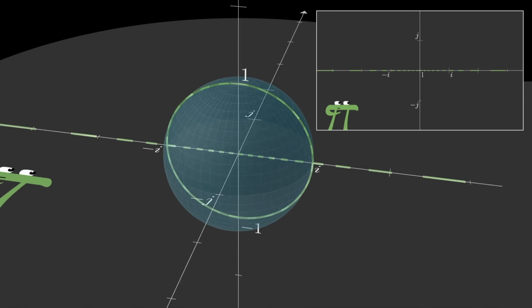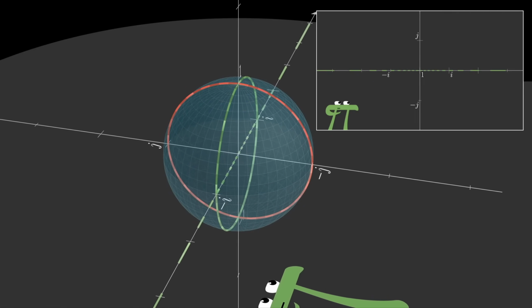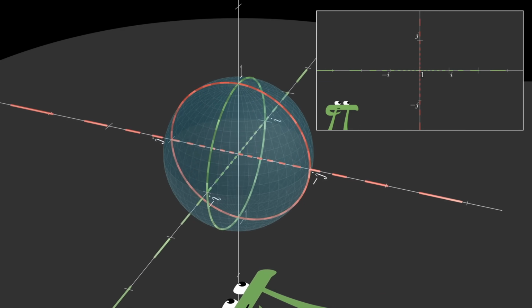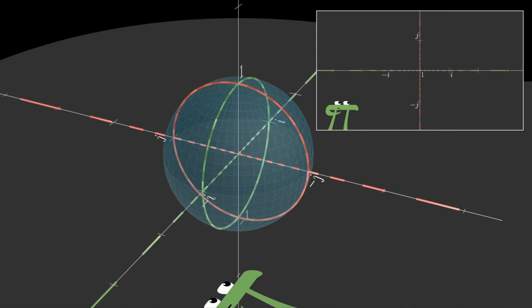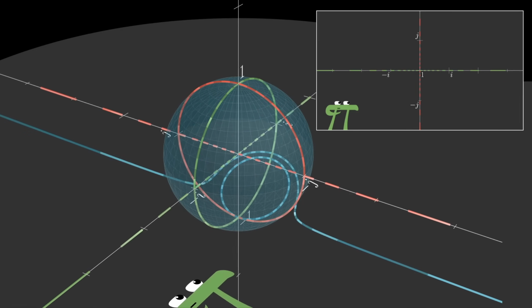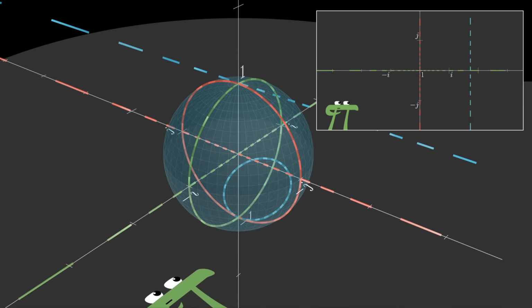Similarly, the circle that passes through 1, j, -1, and -j gets projected onto what he sees as a vertical line. And in general, any line that Felix sees comes from some circle on the sphere that passes through -1. In some sense, a line is just a circle that passes through the point at infinity.